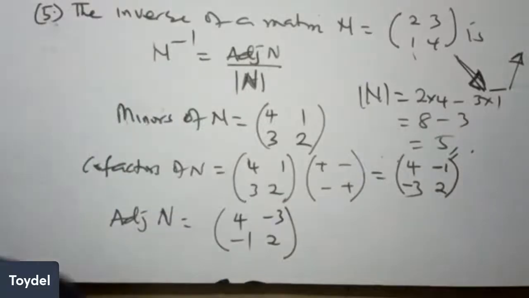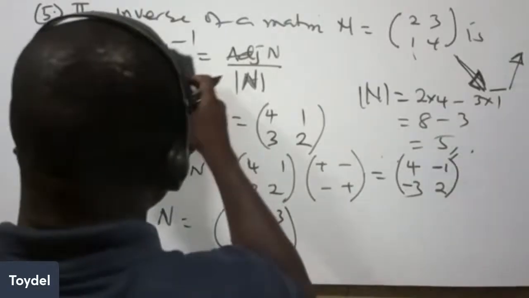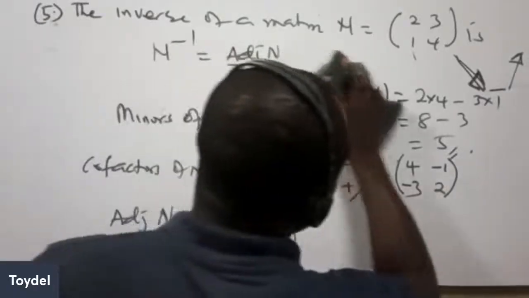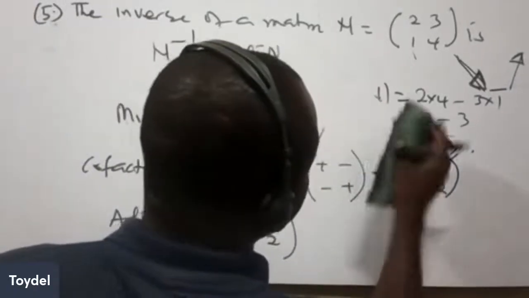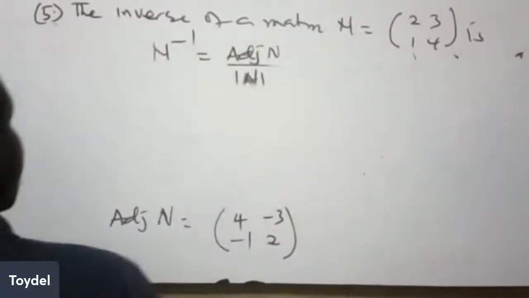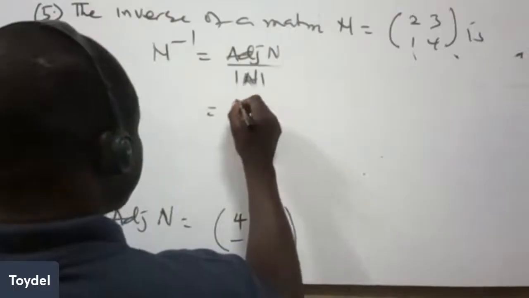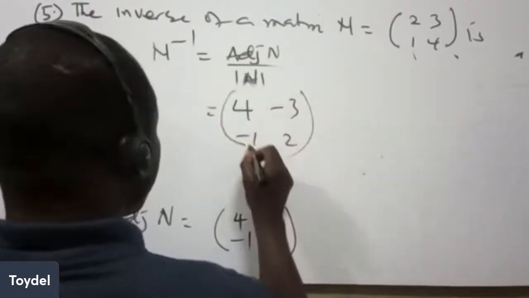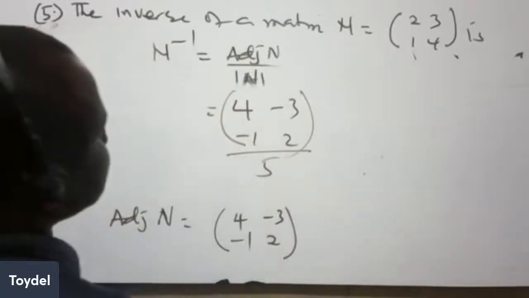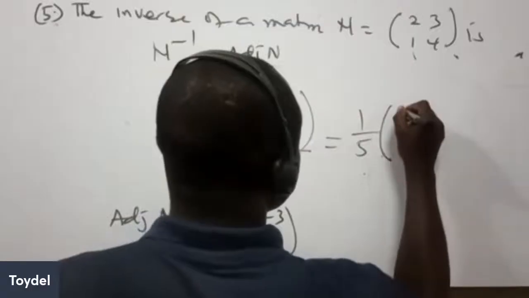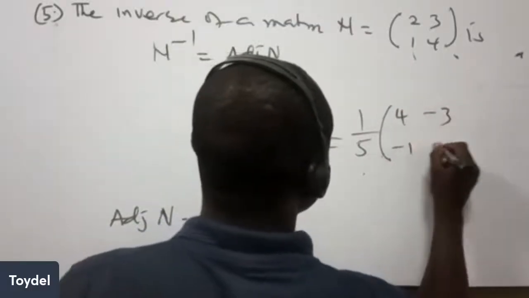So finally, the inverse of N will be, of course, let's note our determinant is 5. The inverse of N will now be the adjoint, 4, minus 3, minus 1, 2, all over 5. That's what you get. Then we can write it as 1 over 5 into brackets 4, minus 3, minus 1, 2.